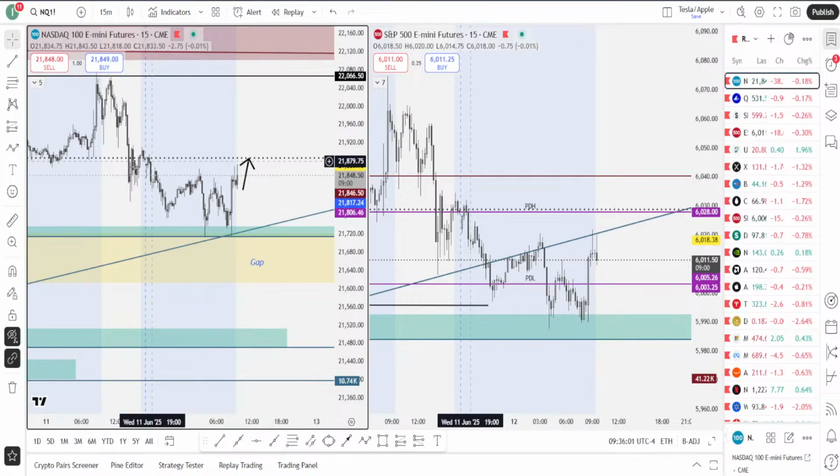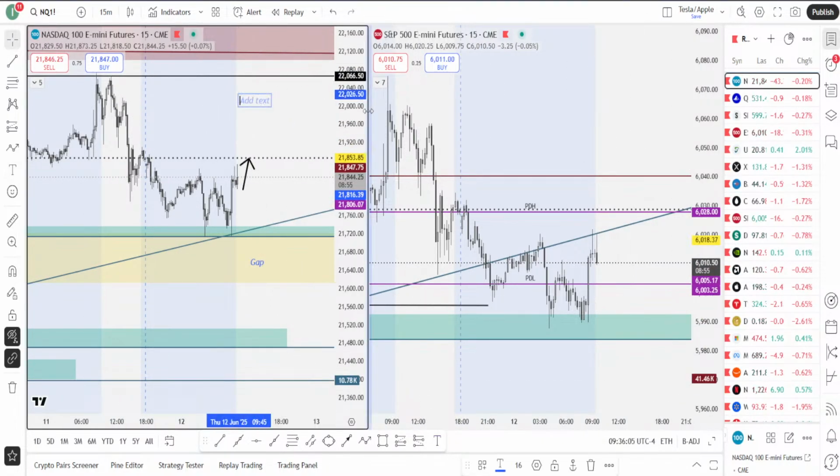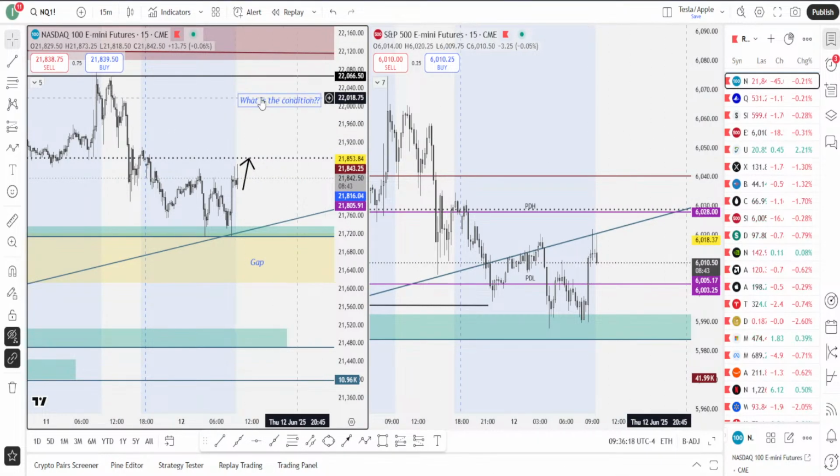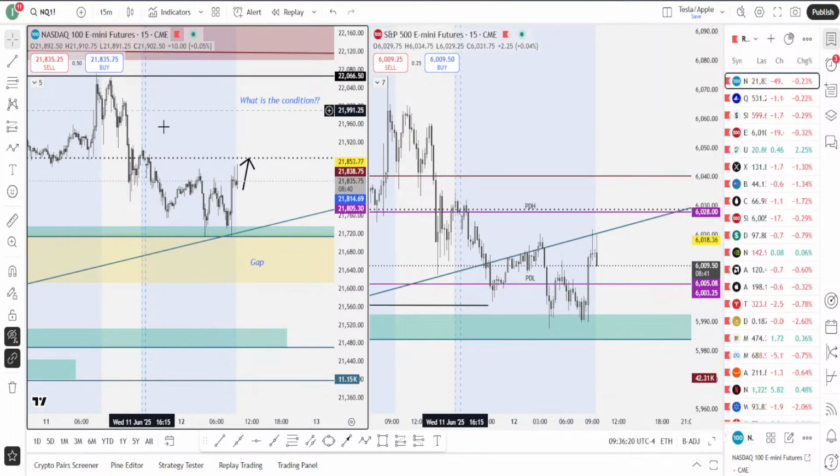We have to observe the condition of the market. Right? What's the condition? Ask yourself. This is how we start the day, right? What is the condition? You need to know the condition of the market so then you know which way to trade.